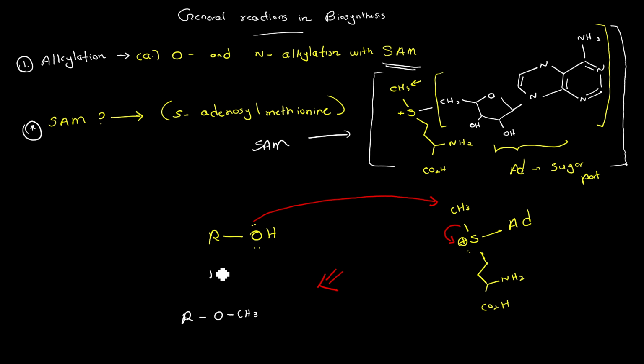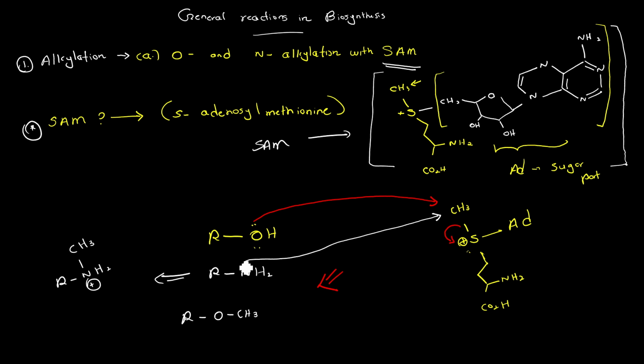The same happens for NH2, right? So here we have a lone pair over here, so this will attack our CH3 group, so this bond will be broken. So from this reaction we will have RNH2CH3, kind of like this. So these are the basic things you need to understand. This is pretty easy, but when it comes to the biosynthesis methods and processes, these become a little bit complicated.